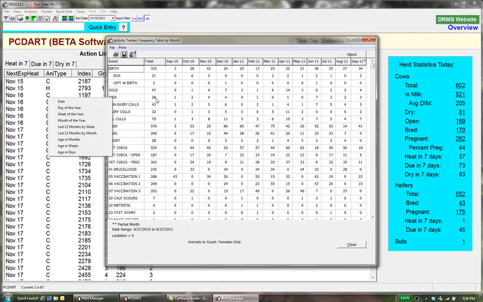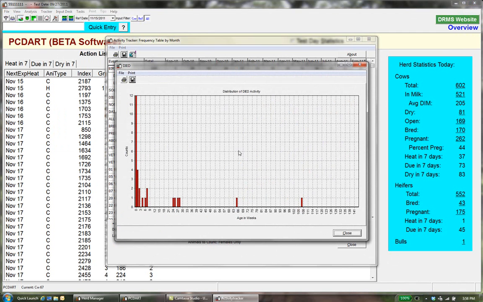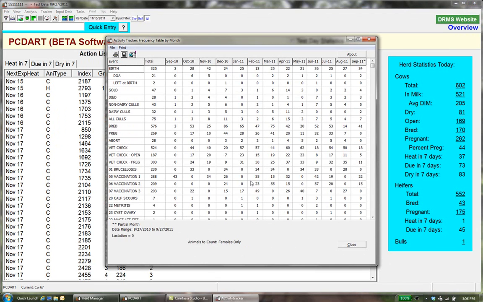That would probably be more useful to view this by age in weeks, and we can see that, yep, most of them died in the first week or the second week. That's when almost all the deaths occurred. Not surprising in this instance.